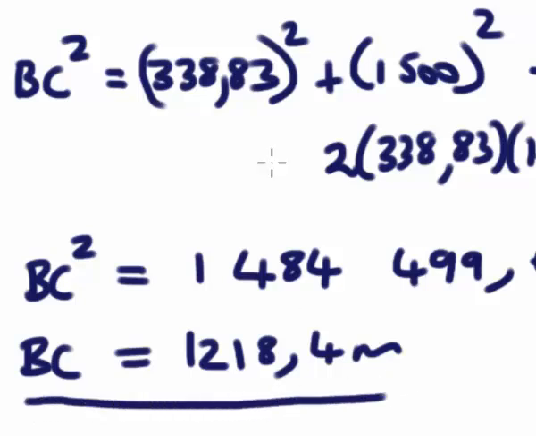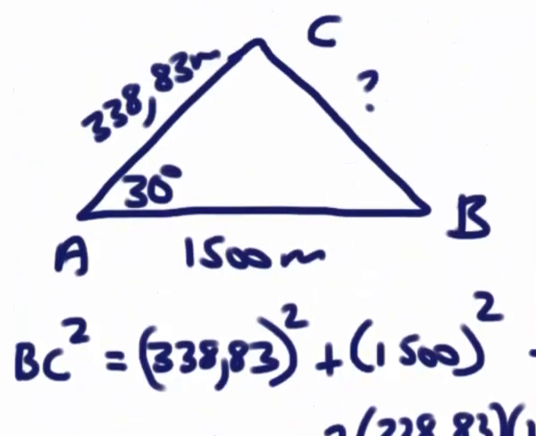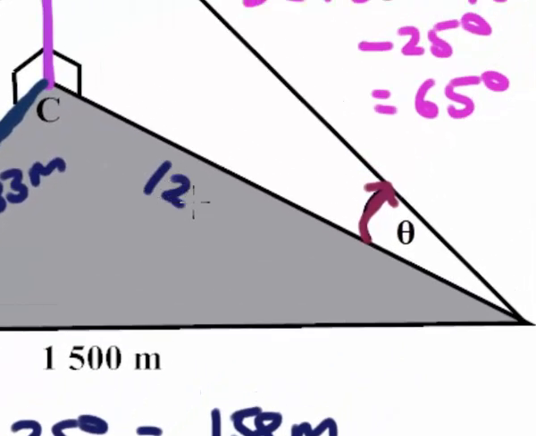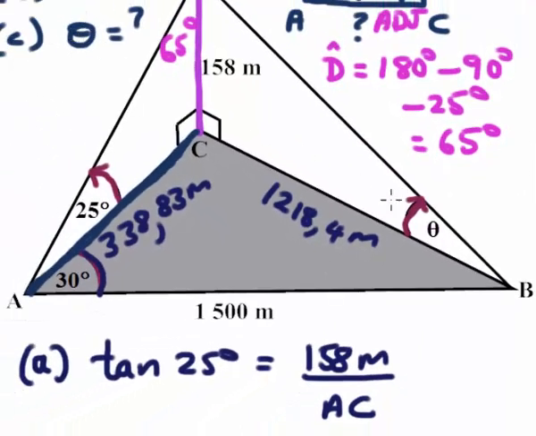That's BC. Just check it, the cos rule there. So that gives us BC. Watch out for that two sides included angle: you use the cos rule. I'm going to write it onto the triangle here: 1218,4 meters. Alright, now the next is how do we get the angle theta?